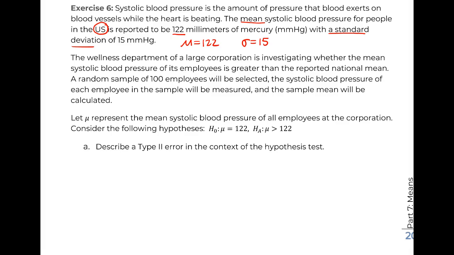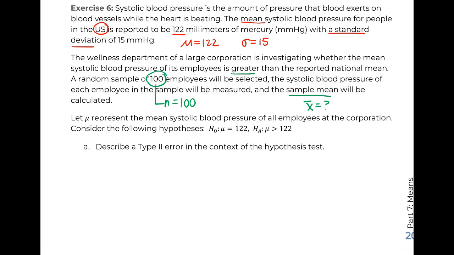The wellness department of a large corporation is investigating whether the mean for its employees is greater. Okay, we got a direction. We're probably going to be doing some sort of hypothesis testing, right? Than the reported national mean. A random sample of 100 employees, there's our n, will be selected, and the systolic blood pressure for each employee in the sample will be measured, and the sample mean will be calculated. So they're going to give us a sample mean, but they haven't given it to us yet. And again, we've got systolic blood pressure as our variable, which is quantitative. So mu represents the mean for all employees.